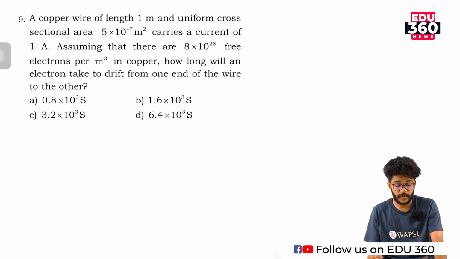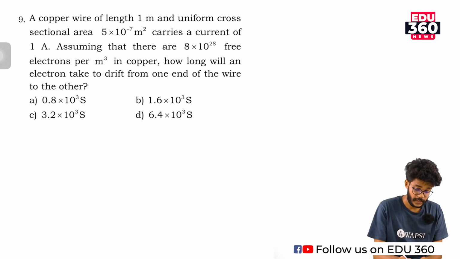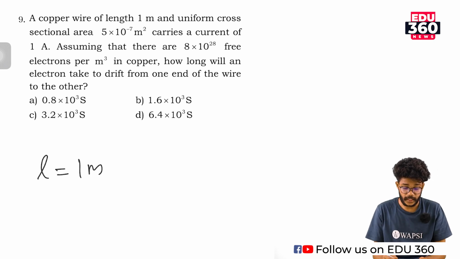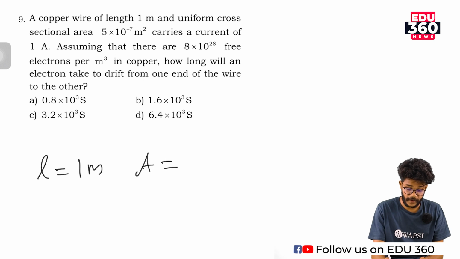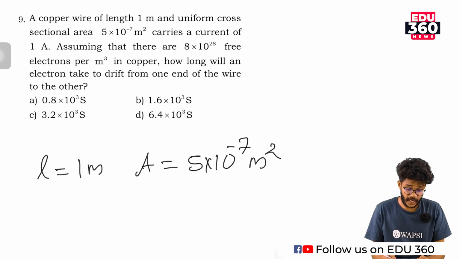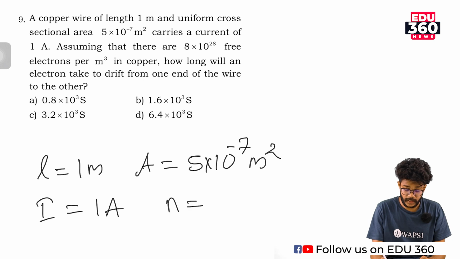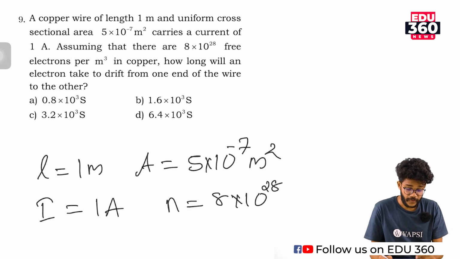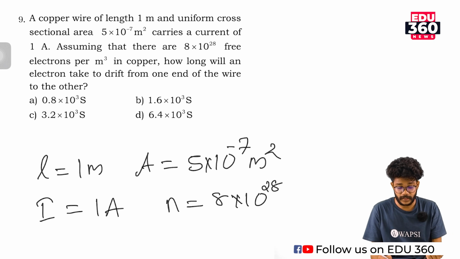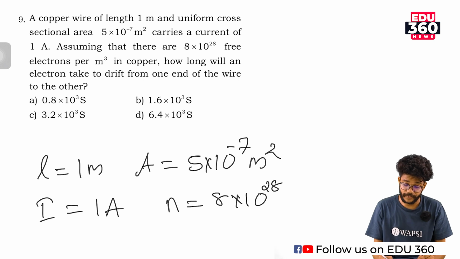Okay. A copper wire of length 1 meter. The length L is 1 meter and the area is 5 into 10 raised to minus 7 meter square. It carries a current of 1 ampere, I is equal to 1 ampere, assuming that there are 8 into 10 raised to 28 free electrons per meter cube. So, N is equal to 8 into 10 raised to 28 free electrons per meter cube, that means the number of electrons in unit volume in copper.